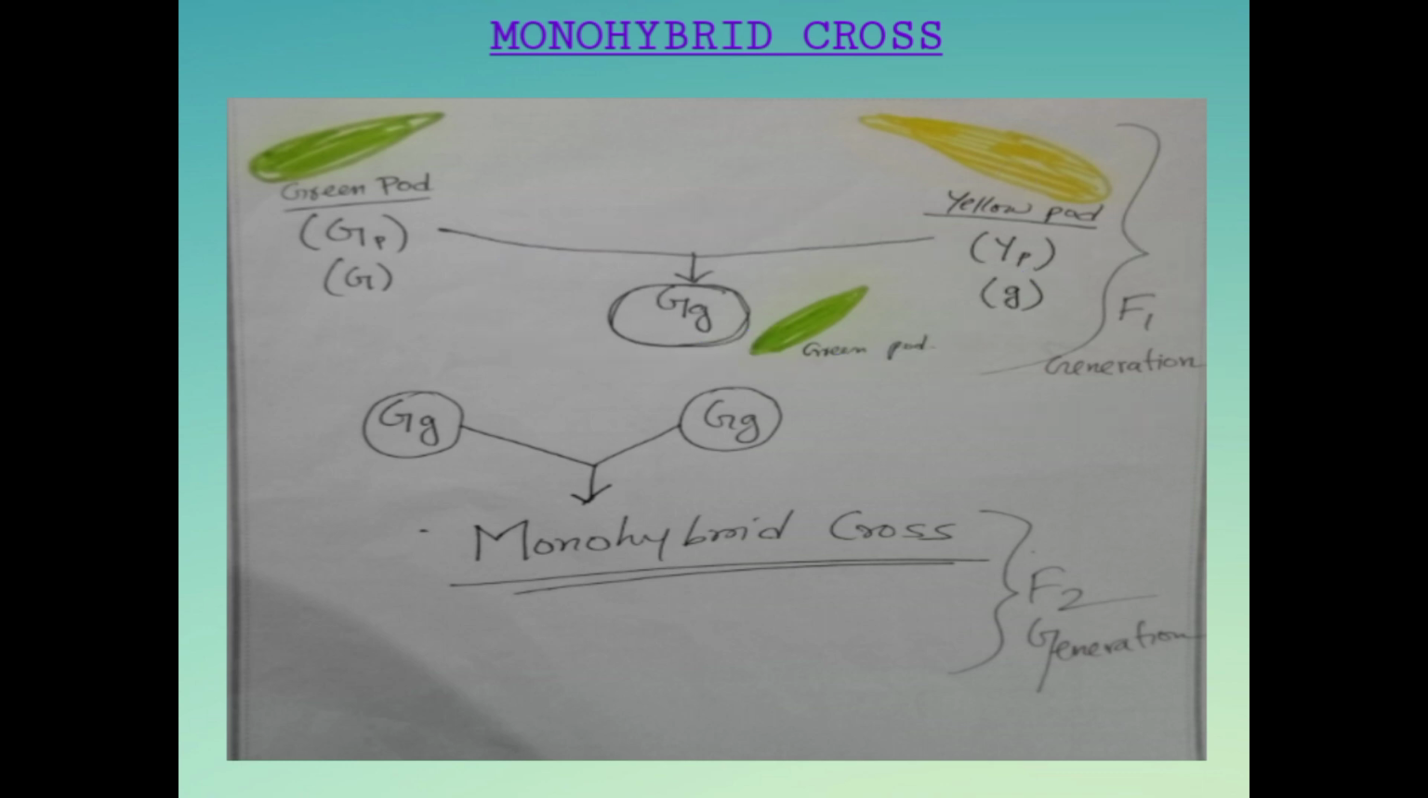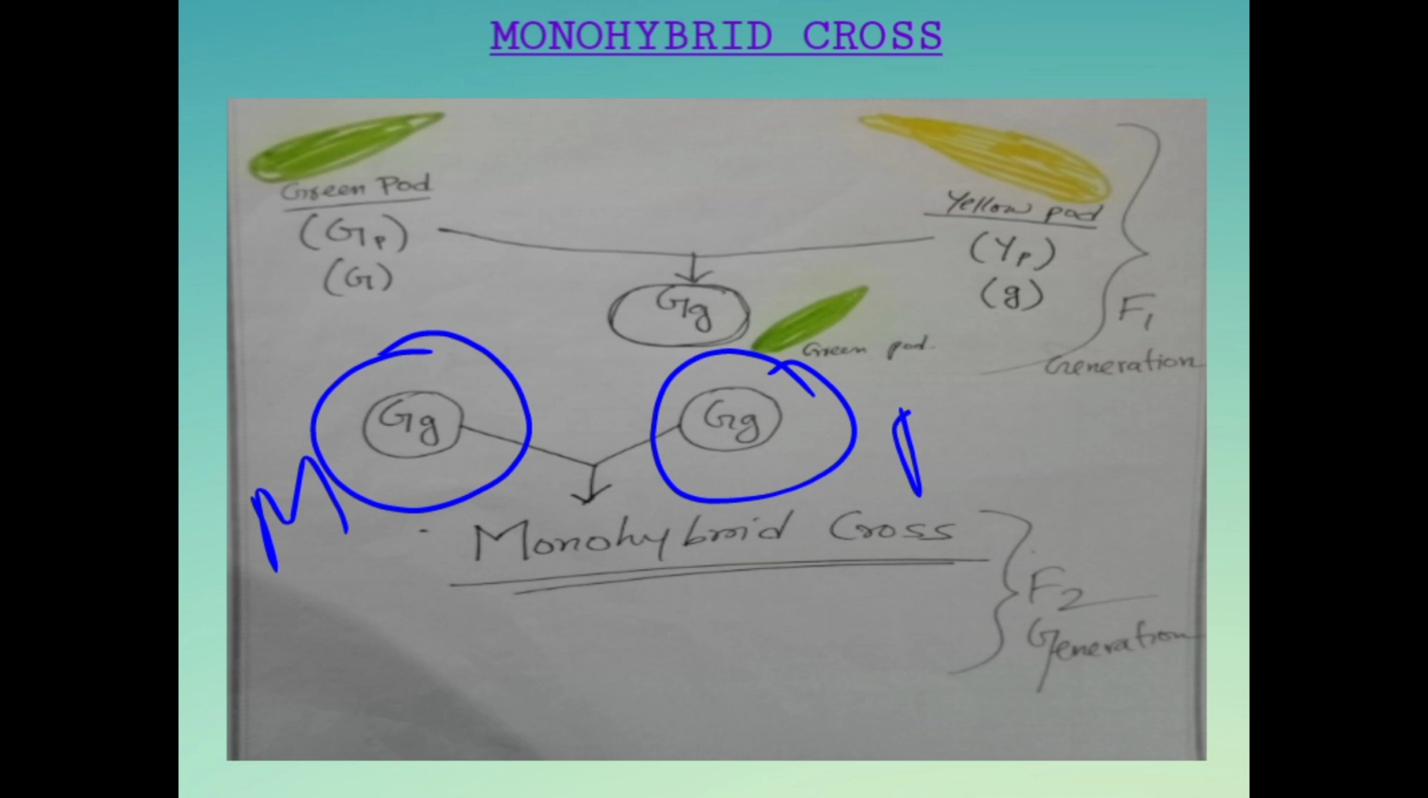Now when this combination of F1 plants is crossed again, see here, this is the male plant, having capital G small g trait, and this is a female plant, also having the capital G small g trait.